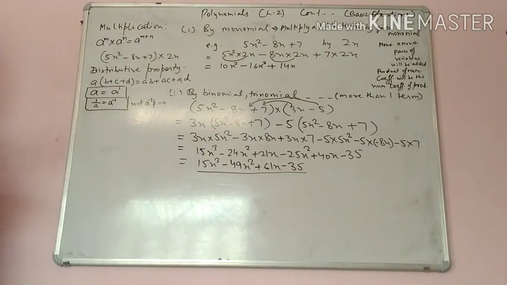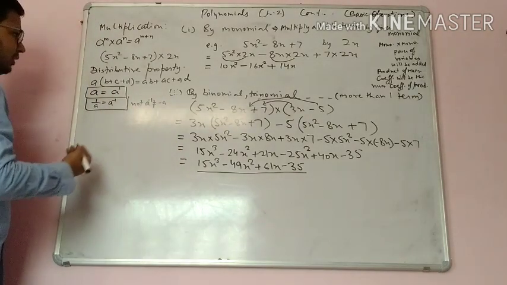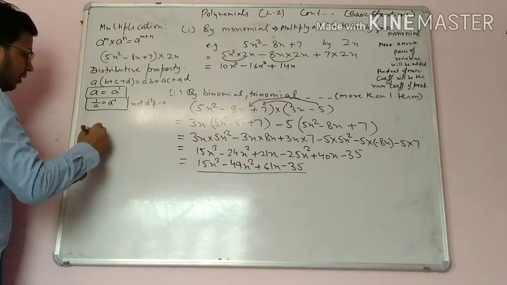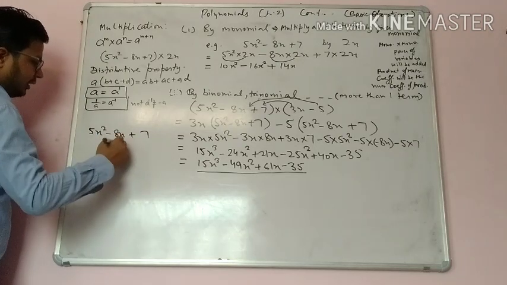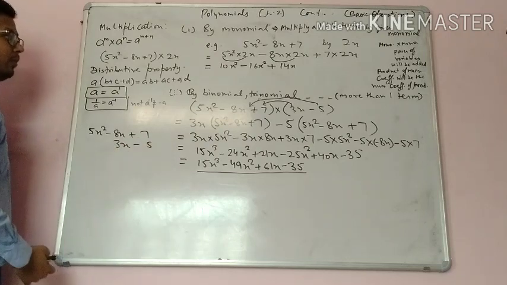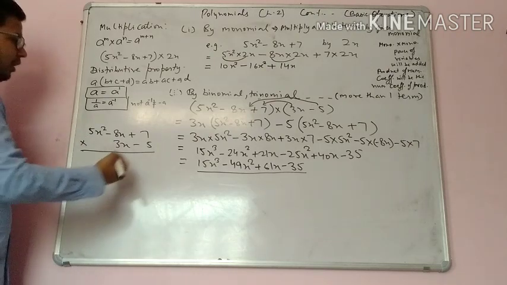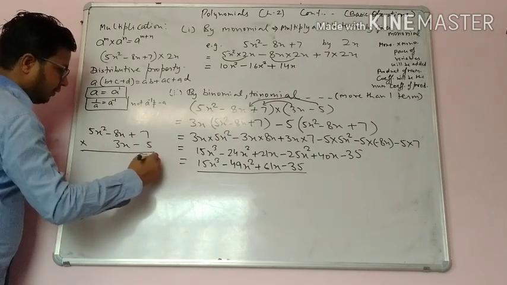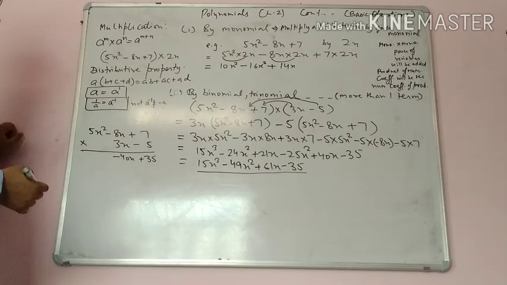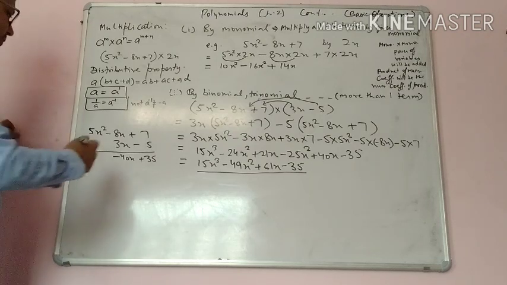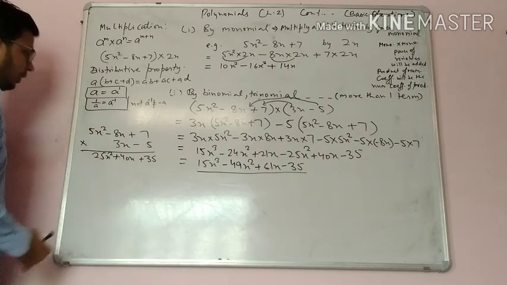Now one more method you can use, where you multiply the simpler one. Here I am describing it. The column method, you can say: 5x square minus 8x plus 7 multiplied by 3x minus 5. Now what we are doing here is multiplication. Now multiply by 5. 5 into 7 is 35. 5 into 8 is minus 40x. Clear? Plus 40x, sorry, minus into minus is plus, 5 into 5 is 25x square.